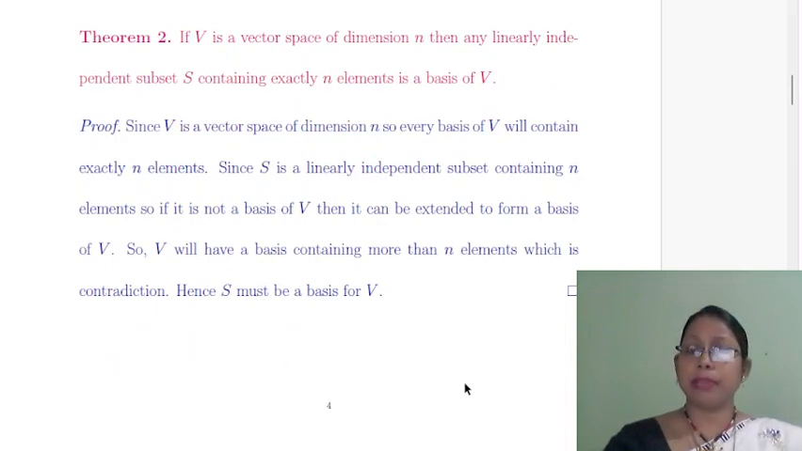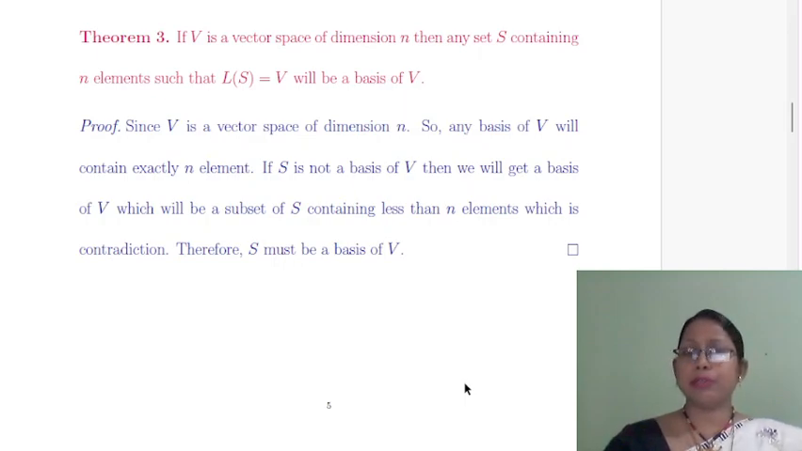Next theorem: if V is a vector space of dimension n, then any linearly independent subset containing exactly n elements is a basis of V. Proof. Since V is a vector space of dimension n, every basis of V will contain exactly n elements. Since S is a linearly independent subset containing n elements, if S is not a basis of V, then it can be extended to form a basis of V by using the extension theorem. So V will have a basis containing more than n elements, which is a contradiction. Therefore, S must be a basis of V.